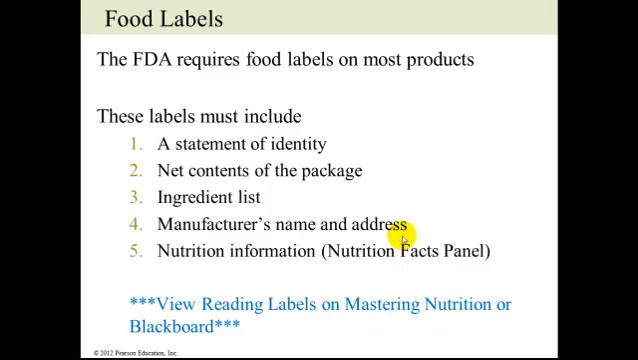Let's start off by taking a look at food labels. When we're doing this, we're going to go through it, but there's also a really nice animation in Mastering Nutrition, also shown in Blackboard, on reading labels. So food labels are a requirement of the FDA. These food labels come on any prepackaged food, and they must show the statement of identity, which is basically what the food is and what company is making it. They must have the contents of the package, a full ingredient list, the manufacturer's name and address, and then the nutrition information. The nutrition facts panel is where we're going to really focus.